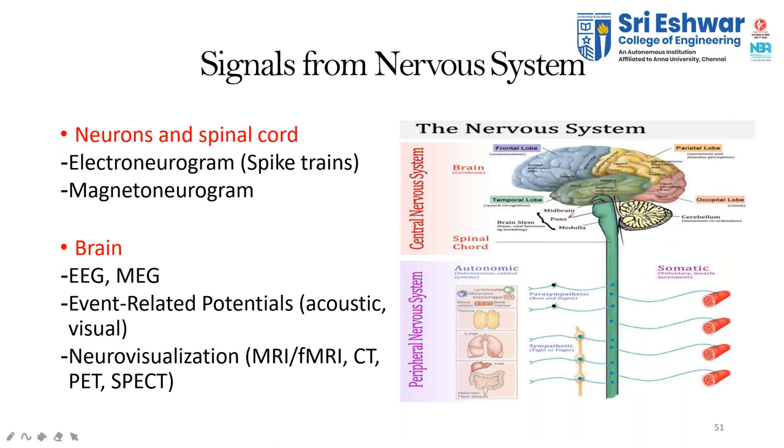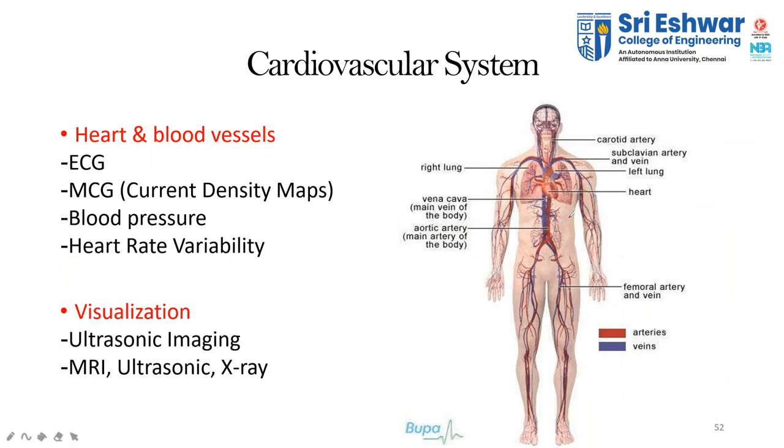What are the signals taken out from the brain? We can take the electroencephalogram. In order to test your brain, we are going for EEG, electroencephalogram. So next is what? Cardiovascular system. Cardiovascular is nothing but it deals with heart and lungs. So we take the signal out of your heart as ECG, electrocardiogram.